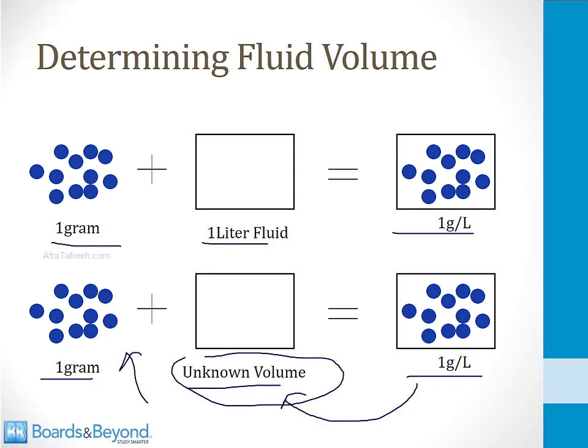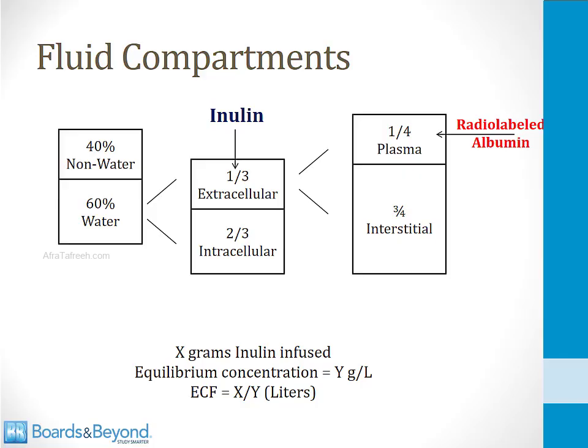And this is the way these experiments are done to determine the volume of fluid in a particular compartment of the body. The two classic substances used experimentally to determine the volume of fluid compartments are inulin and radiolabeled albumin. Inulin is a substance I talk about a lot in the second renal physiology video because it can be used to estimate the glomerular filtration rate. But one of its properties is that it remains in the extracellular space, so you can infuse inulin into a patient, measure the concentration, and determine the volume of the extracellular fluid space.